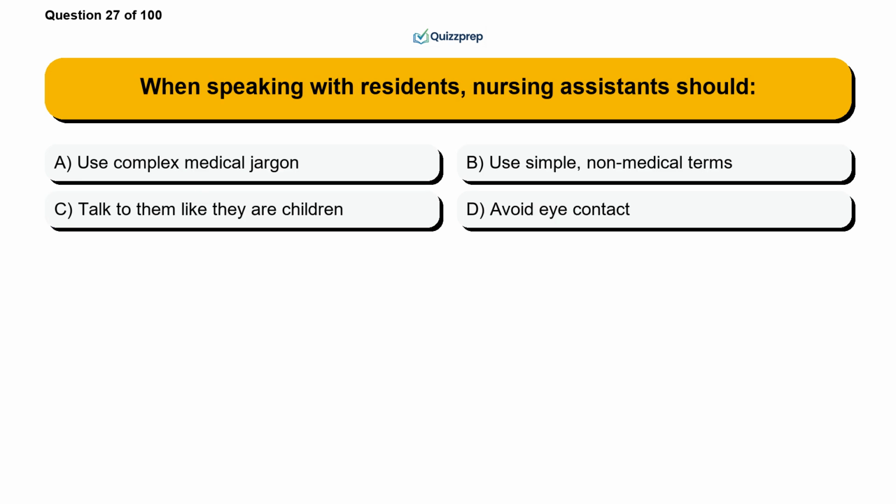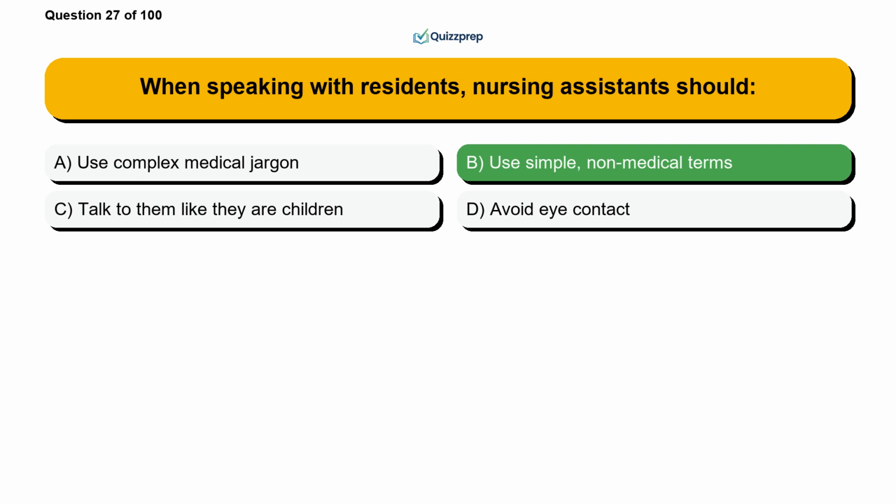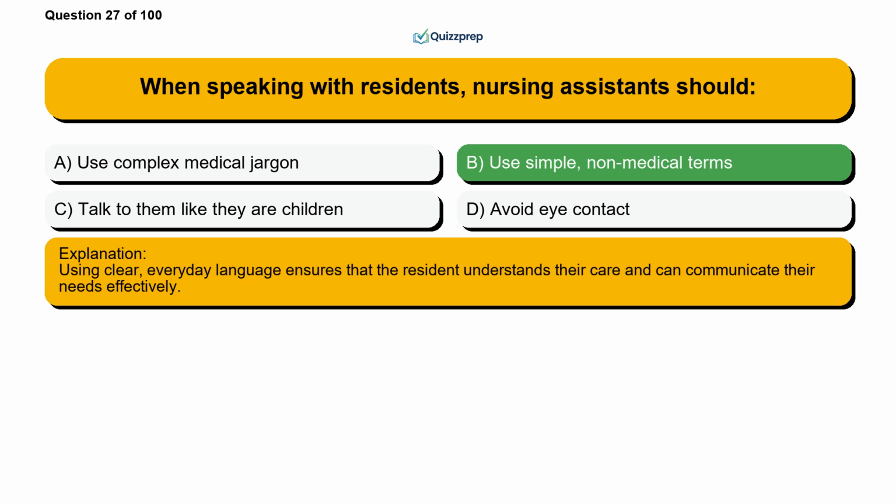Question 27. When speaking with residents, nursing assistants should: option A, use complex medical jargon; option B, use simple, non-medical terms; option C, talk to them like they are children; option D, avoid eye contact. The correct answer is option B, use simple, non-medical terms. Using clear, everyday language ensures that the resident understands their care and can communicate their needs effectively.